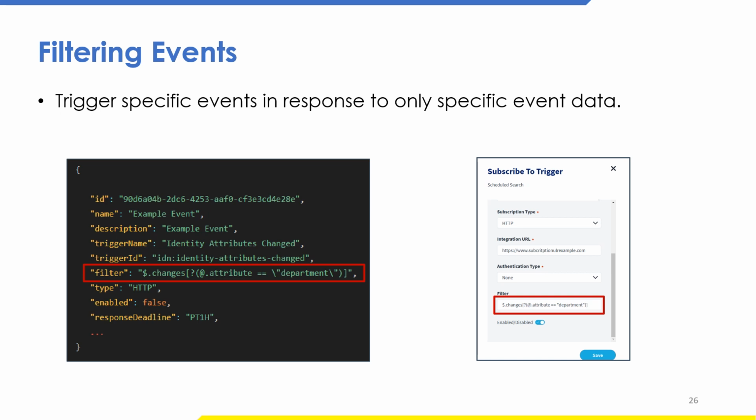If there are a lot of changes happening to an identity, but we want to send only department data to an external system called a webhook, in this scenario, we use filtering events to get only specific event data. If we don't use filtering, a subscribing service would be sent every single event that the event trigger receives.